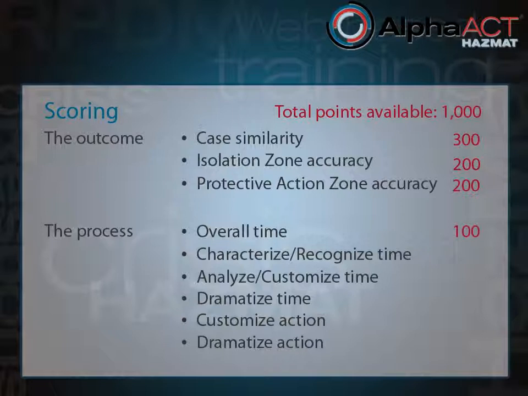Process involves the overall time it takes you to reach a decision, as well as the time it takes you to move from one step to another within the 6-step decision process. It also rewards taking certain actions related to protective actions on the Customize and Dramatize pages. The weighting designed into the scoring methodology tries to realistically balance the conflicting needs of the timeliness of a decision against its accuracy, reinforcing the principle that a good enough decision made quickly is often better than a more accurate decision made too late. The details of how many points are awarded for each of these sub-items is included in the AlphaACT HAZMAT User's Guide.